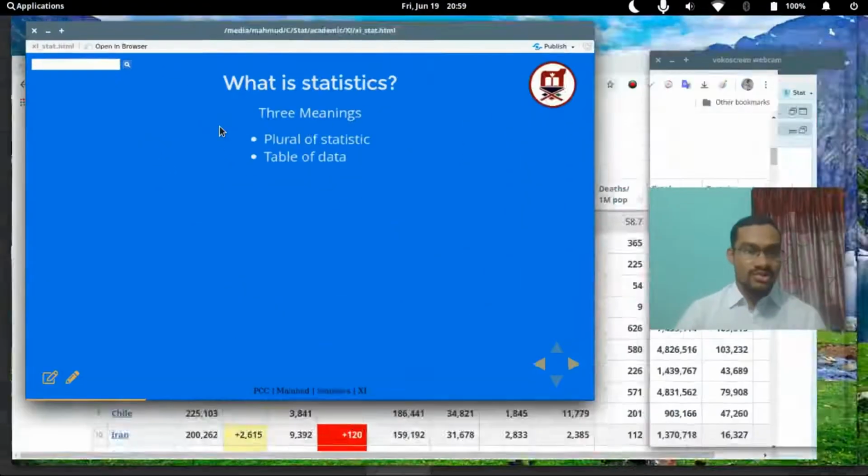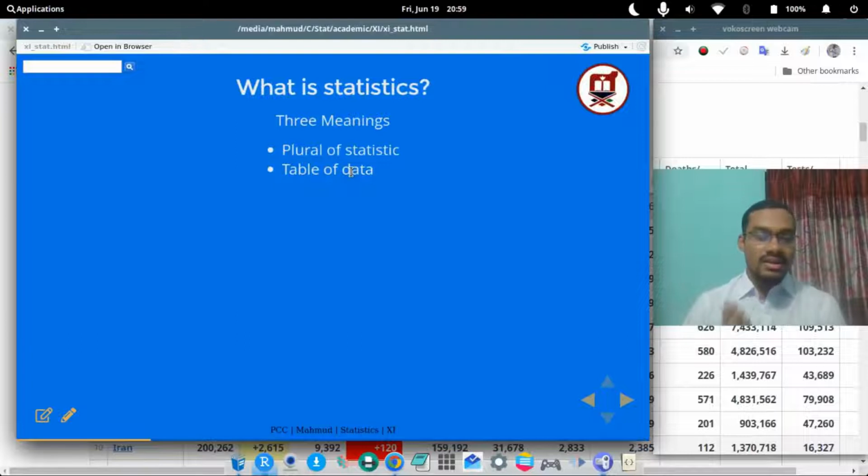Let's go back to our discussion. The most serious meaning, the actual, formal meaning of statistics, is that it is a methodology. It is a methodology to work with data, to come to decisions from data, to analyze, to build models from data, and to predict outcomes from those models. And this methodology is called statistics.